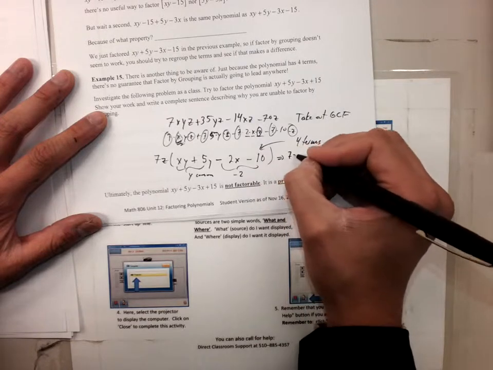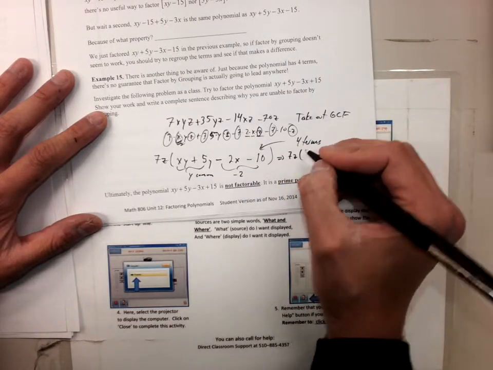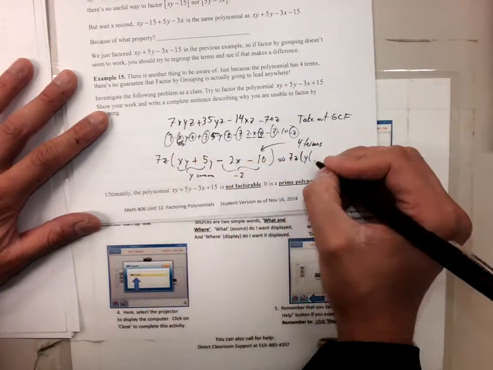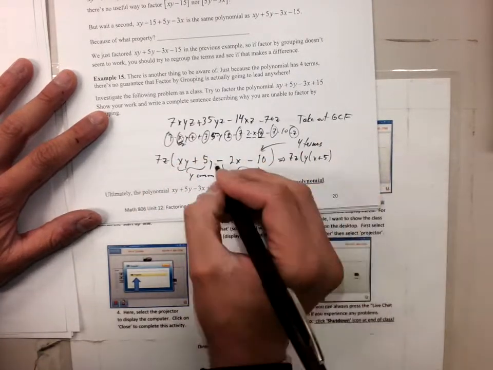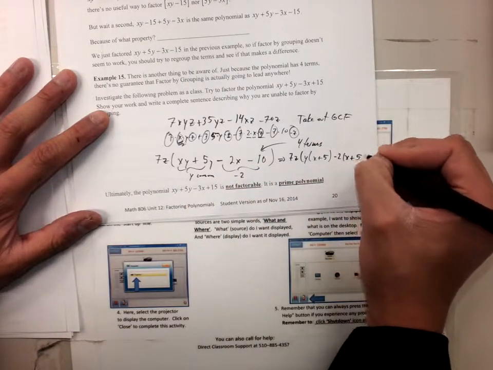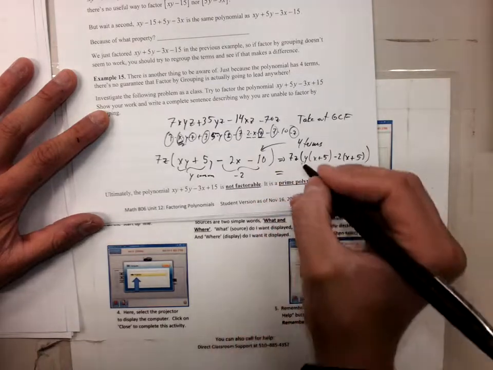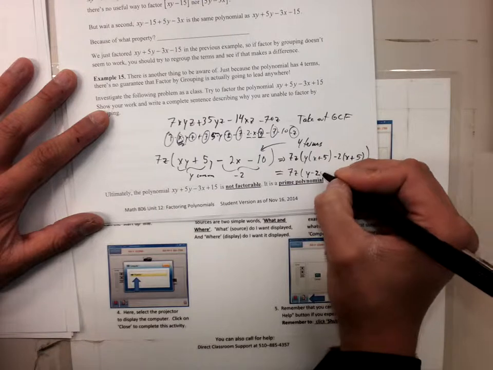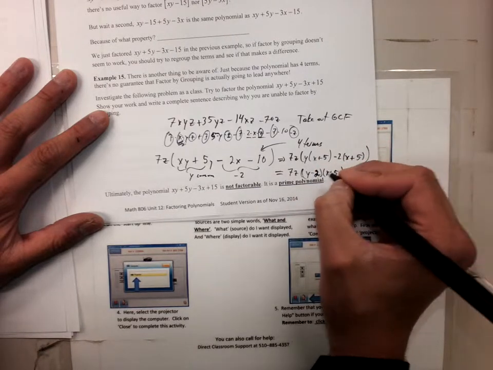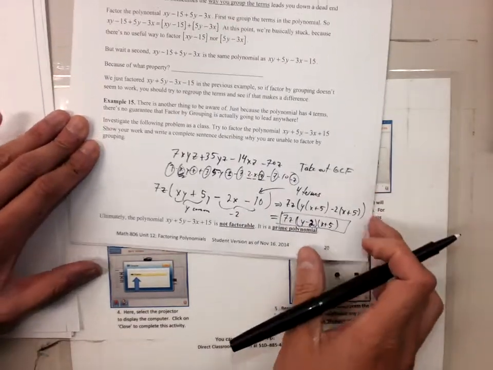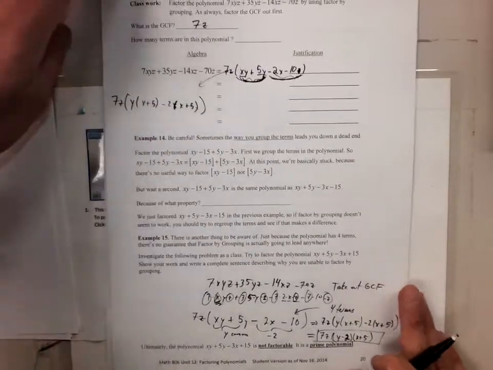So we should get 7z times, I'm going to take out from this guy, they have the y, I'm going to take that out, I'm going to get x plus 5. In here, they used to have a negative 2, so I'm going to get x plus 5 again. Now we're back to where we were. Now this becomes 7z times y minus 2 times x plus 5. And this is the complete factorization of this problem here. Okay? And that's essentially what the idea is over here.